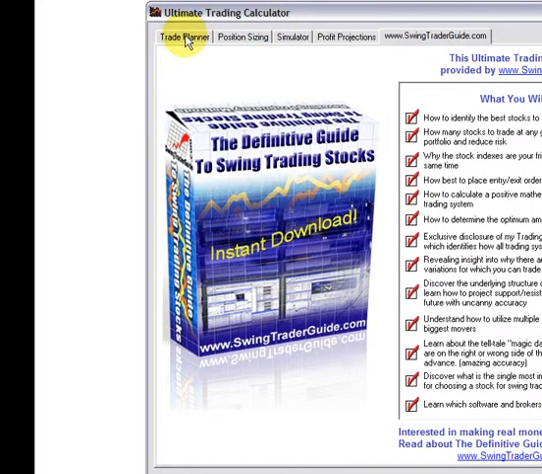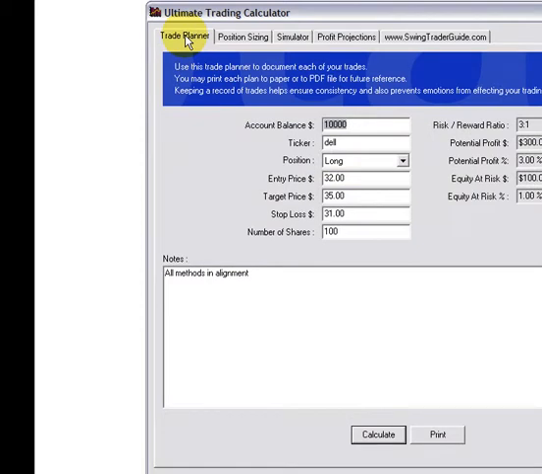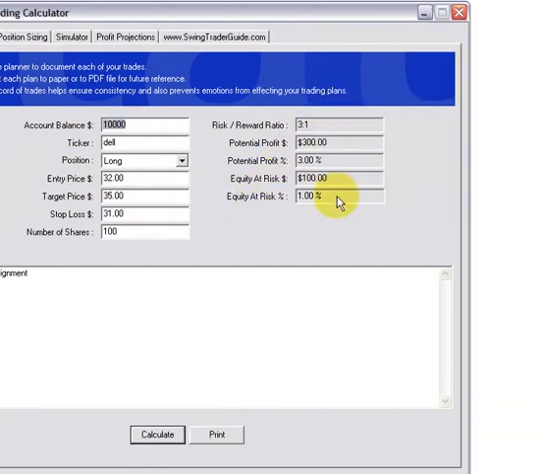The first tab is the trade planner. The trade planner, and there's a description here as well, so you don't absolutely have to listen to this video, but it talks about how to use this product, and it's very simple. You basically enter your information here. There's some calculated data here, and then you enter notes about each individual trade.